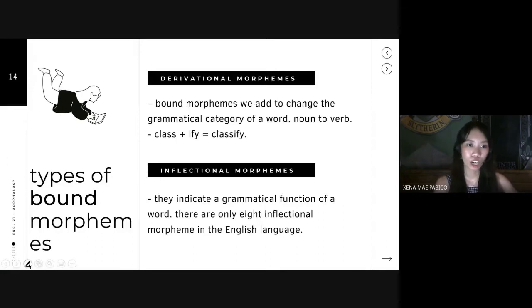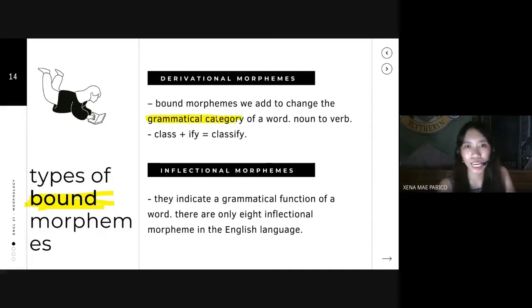Okay, moving on. These are the two categories of bound morphemes. The first one is derivational morphemes, and the second one is inflectional morphemes. So what is the difference? Derivational morphemes are bound morphemes. Again, bound, we add them to something else. They need to be attached to a root morpheme to make sense. Derivational morphemes are morphemes that we add to a root morpheme that changes the grammatical category of a word.